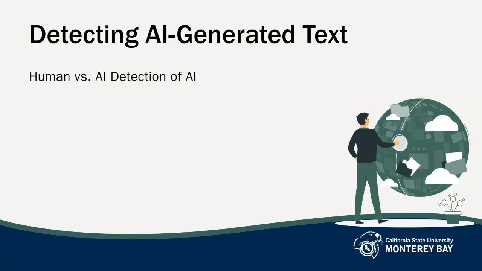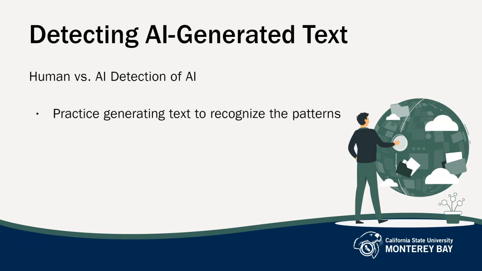The first strategy is to practice using AI to generate text. The more you use it, the more obvious it will become. There are certain patterns associated with AI-generated text. For example, you will find that AI text tends to be vague with a lot of fluff, which just refers to meaningless repetitive text. You'll also notice that the unique voice of the author is missing.